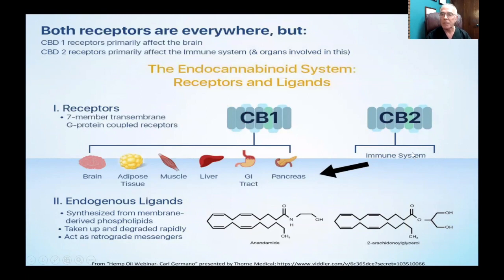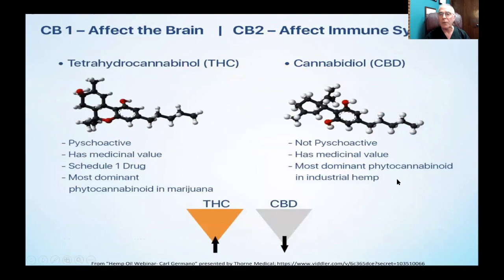It just so happens that the CB2 receptors that affect the immune system are stimulated by CBD oil, or cannabidiol oil. And that's what we all want to learn about. Cannabidiol, CBD, is quite different from tetrahydrocannabinol. Tetrahydrocannabinol is the active ingredient in marijuana. Well, we're not talking about that. That is not the ingredient in the CBD oil.